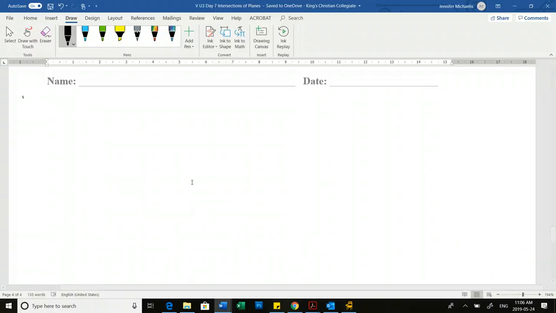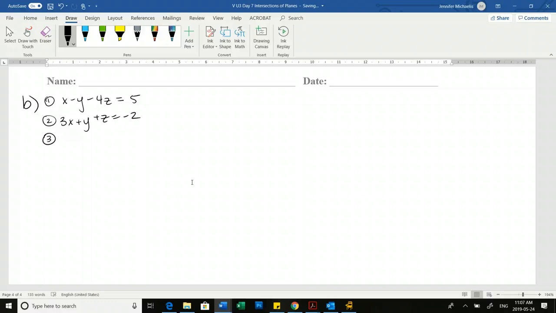Okay, let's do the second set from part B. These are our lines. I'm going to label them 1, 2, 3. We know that either these intersect 0 times or they intersect infinite times.